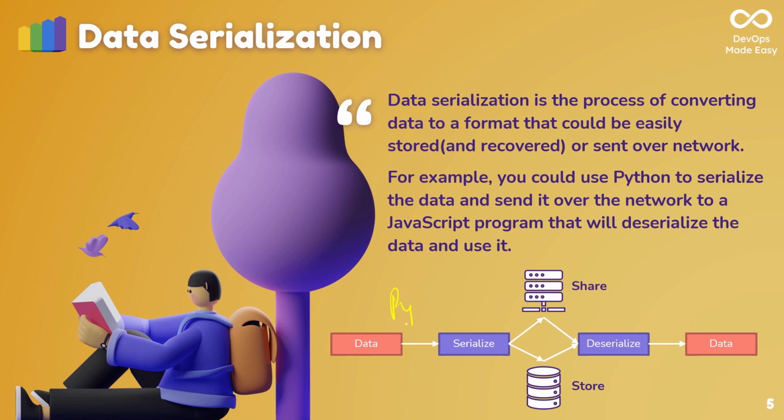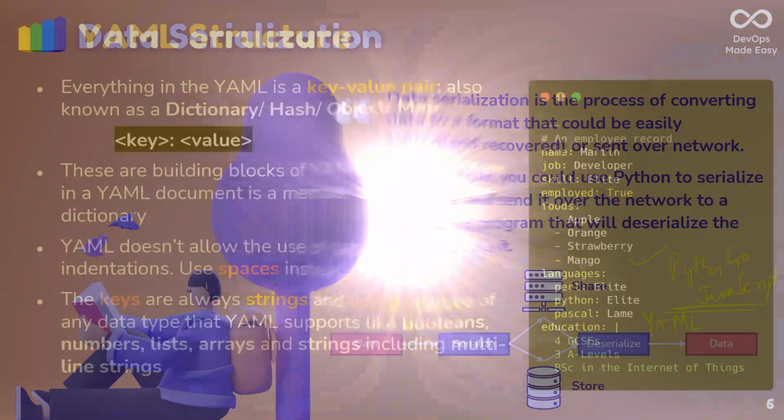Let's say that on the input side we are using Python to serialize the data. On the other side, we can use Python, Go, or JavaScript to deserialize the data and read the actual YAML data. So the first process is known as serialization, and the next process is known as deserialization.